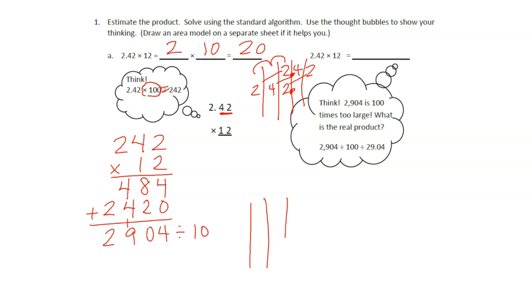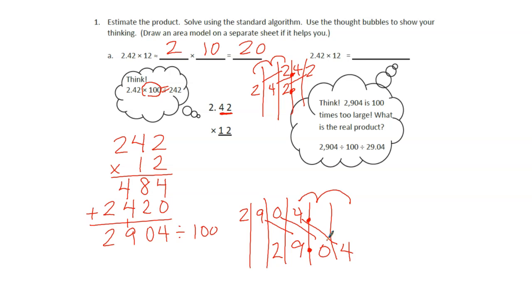If we had our division problem, 2,904 divided by 100, it's going to be divided by 10, divided by 10. So this 4 that was in the ones place is now going to be in the hundredths place. The 0 that was in the tens place is now going to be in the tenths. The 9 that was in the hundreds is going to be in the ones. And the 2 that was in the thousands place is now in the tens.